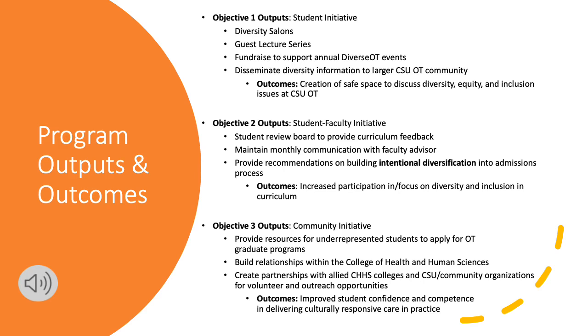Outputs of our student faculty initiative are, as Deana said, a student board to review curriculum for issues of representation and diversity, monthly communication with the faculty advisor, and recommendations for how to intentionally diversify program admissions. The outcome of this will be increased focus on diversity and inclusion in the curriculum. Finally, our community initiative outputs will be resources to support underrepresented students in their pathway to OT school, increased relationships within the College of Health and Human Sciences, and community partnerships within the college, as well as CSU and the surrounding community for outreach. The outcome of this will be improved student confidence in delivering culturally responsive care.